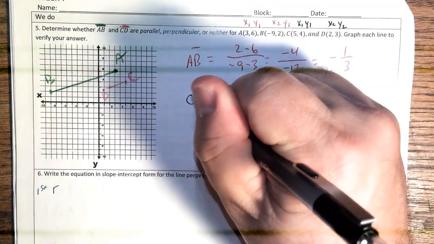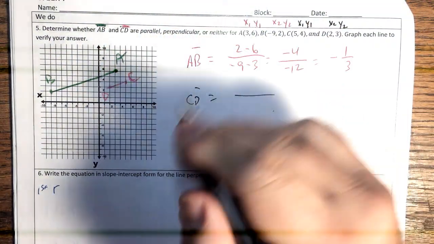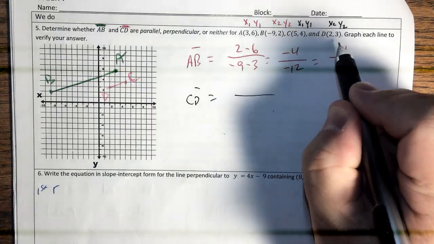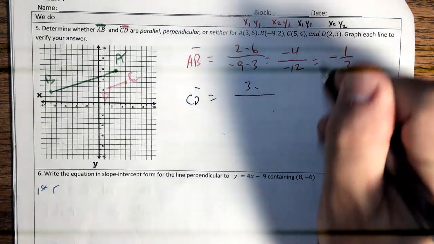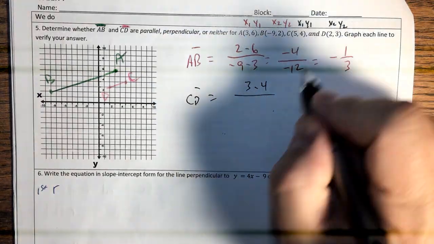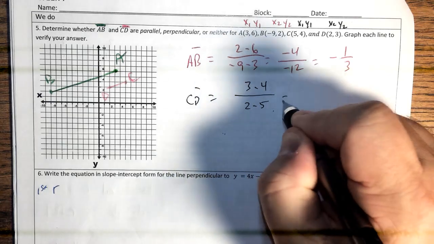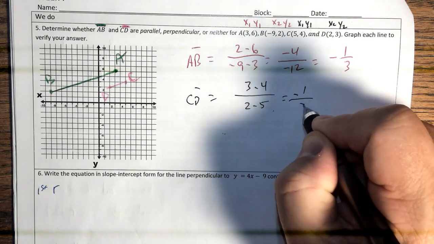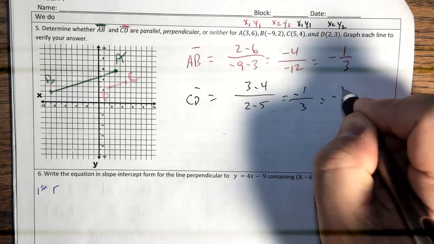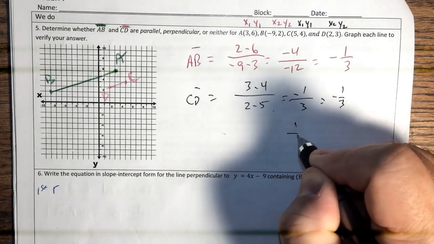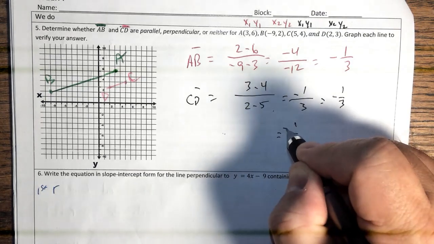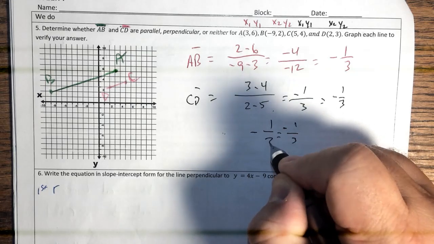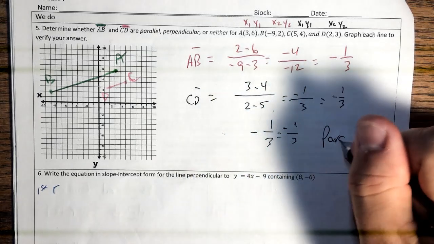CD. We have 3 minus 4 over 2 minus 5. So we got negative 1 on top, negative 3 on bottom. So negative 1/3 is equal to negative 1/3. So these guys are parallel.